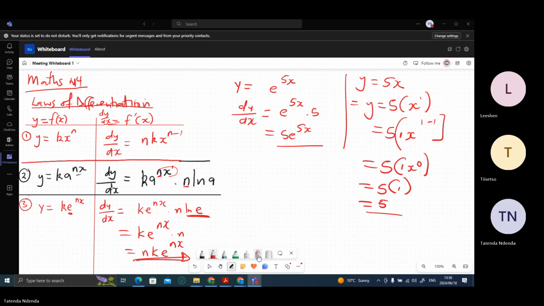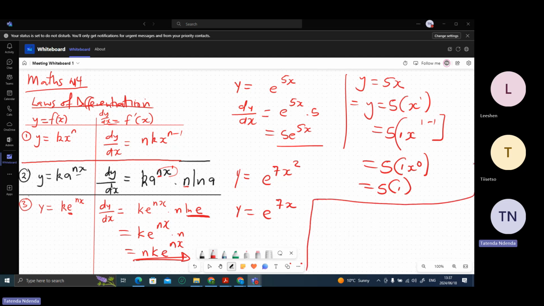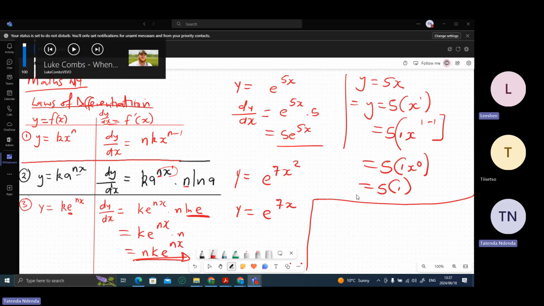Okay, let me give you something. This is for you, Mr. CS. Let me see. The relation is going to be y is equal to e to the power of 7x squared. Then for Mr. Lishan, this one is equal to e to the power of 7x. Who is done? Who wants to do theirs first? We can do it together. I can do mine first.